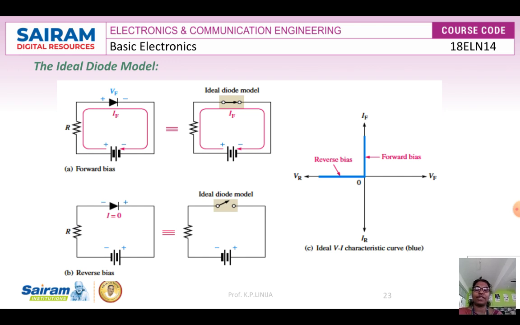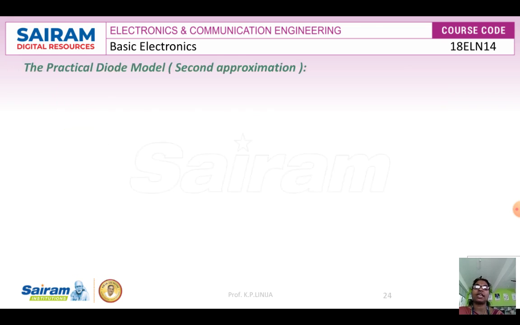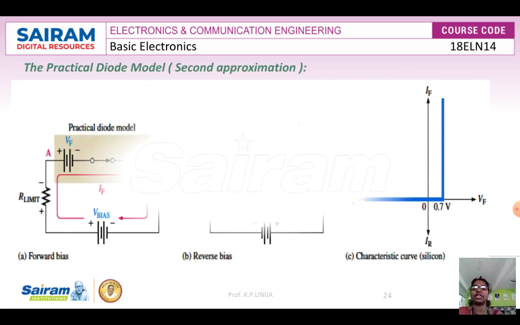This ideal VI characteristics curve shows the blue line, marked at the origin. At some point of voltage there will be a cutoff. At the origin itself the current is increasing, so we are not reaching the diode maximum level. We want to increase this accuracy from the origin to a minimum value of current. To overcome this disadvantage, we move to the second approximation, called the practical diode model.